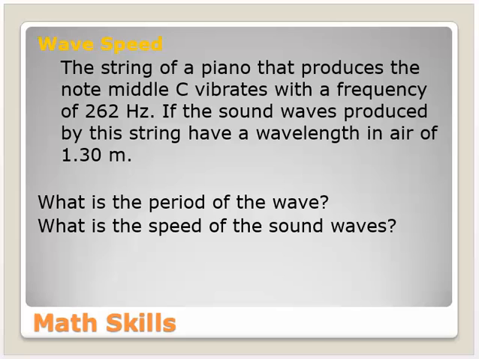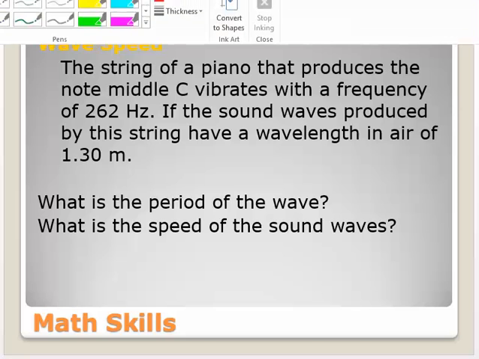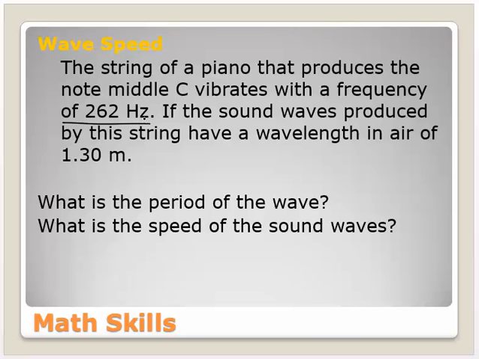Let's take a look at some examples here. The string of a piano that produces the note middle C vibrates with a frequency of 262 hertz. That's going to be important, I guarantee it. The sound wave produced by this string has a wavelength in air of 1.3 meters. It says, what is the period of the wave? Well, period is how long it takes for one vibration to happen. Period equals 1 over f. In this case, the frequency is 262, so it's 1 over 262. So the period is equal to 0.004 seconds.